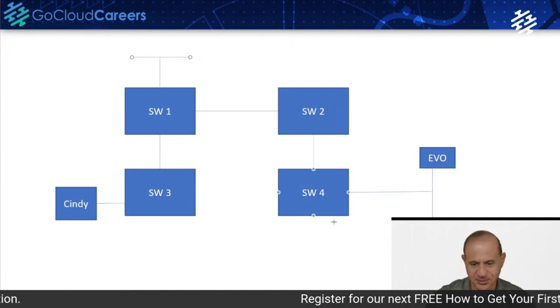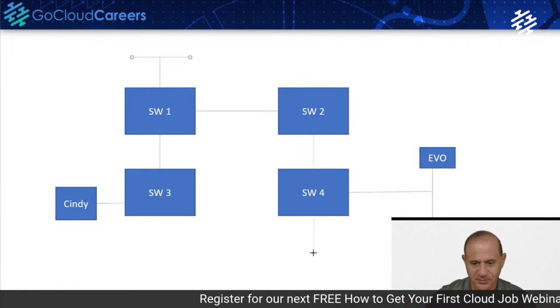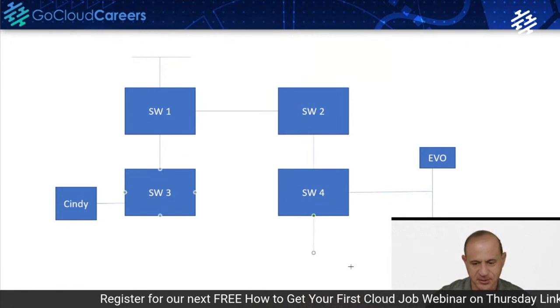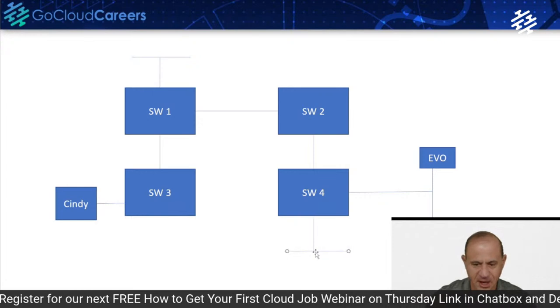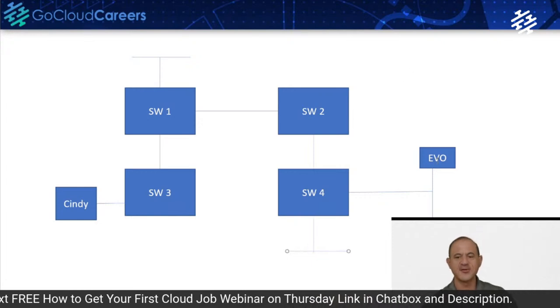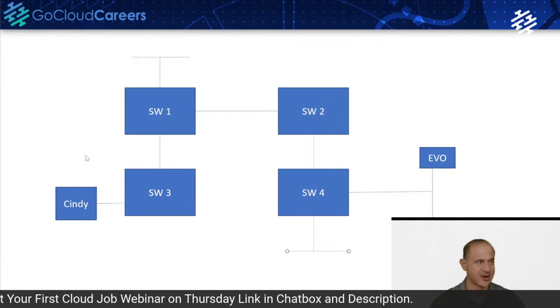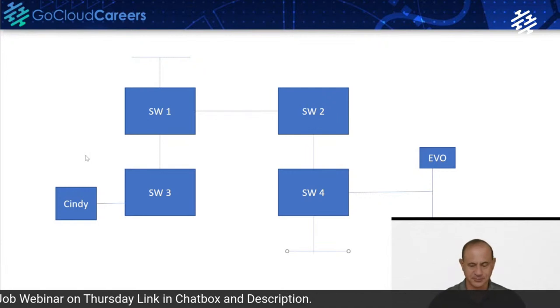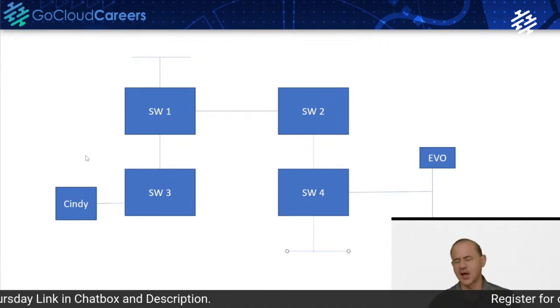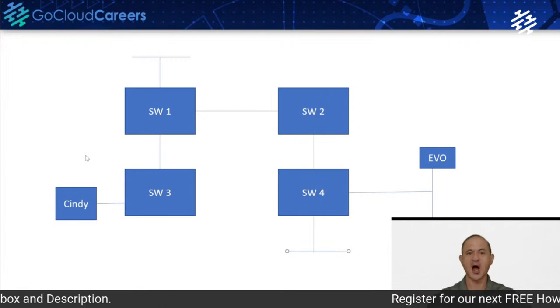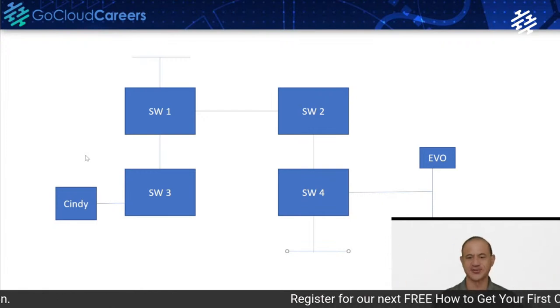And by the way, let's pop an extra switch port over here. So now I want you to really think about this. Evo wants to reach Cindy. So yesterday we talked about ARP. So she says, what's Cindy's IP address? And she does an ARP. Who has the MAC address for Cindy?